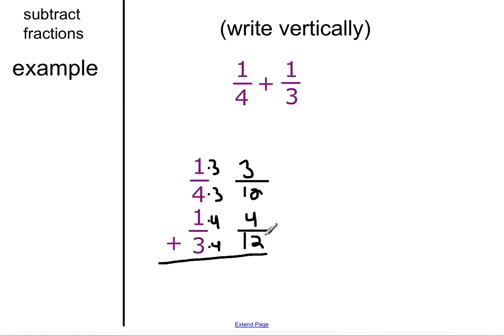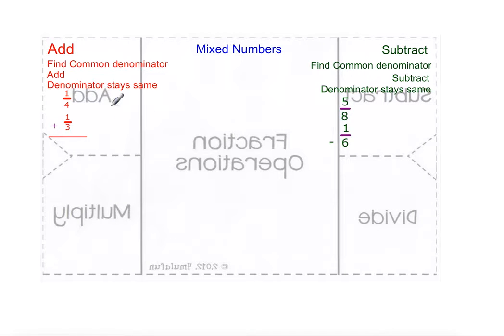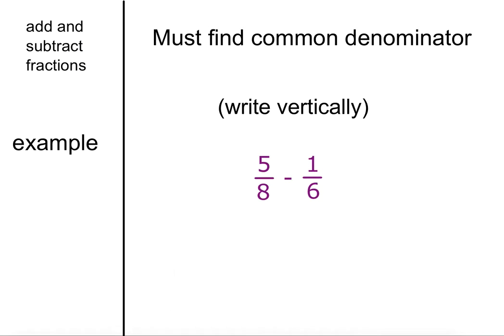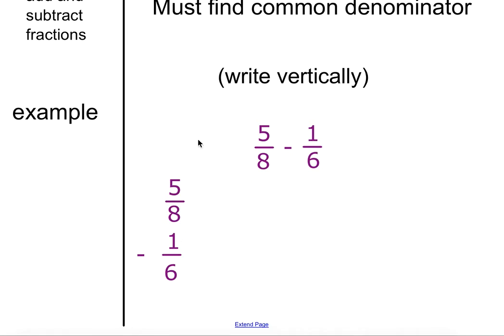Now, since the denominators are the same, I can add the numerators. 3 plus 4 is 7, and the denominator stays the same. So hopefully you have that written right here on your flip chart. Now we're going to go ahead and do this one. 5/8 minus 1/6. You'll see it written like this in your assignment today, but I do again want you to get in this habit. So let's take a look.